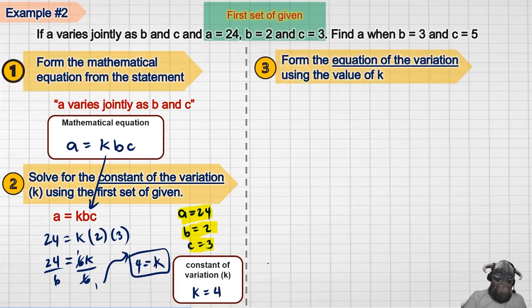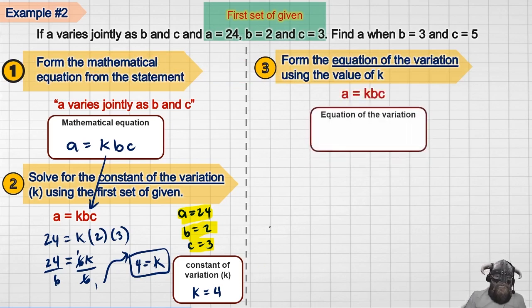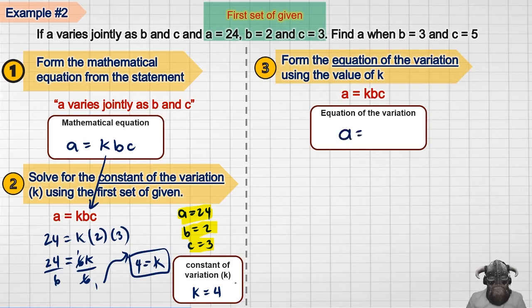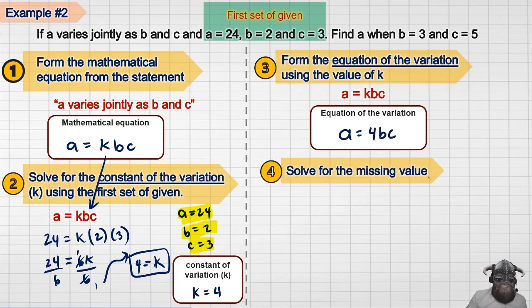So using that constant of variation, gamitin natin siya. And let's try to substitute it into the mathematical equation. In this case, ang mangyayari is A is equal to yung 4, ipapalit natin at ilalagay natin dyan kay K. So magiging 4BC. In that case, proceed tayo kay step 5. So, solve for the missing value.